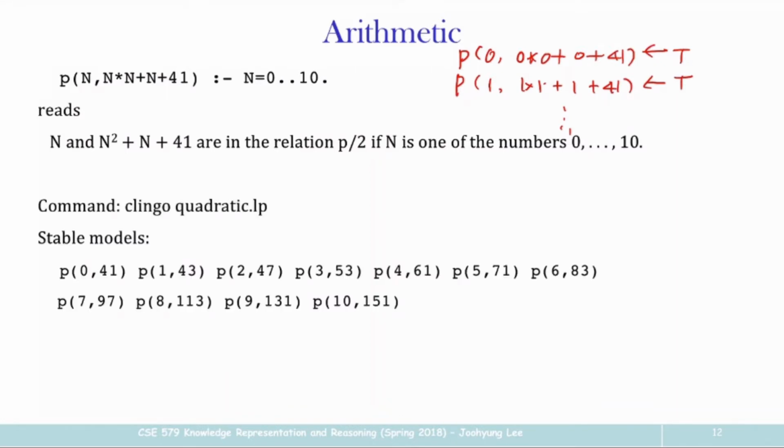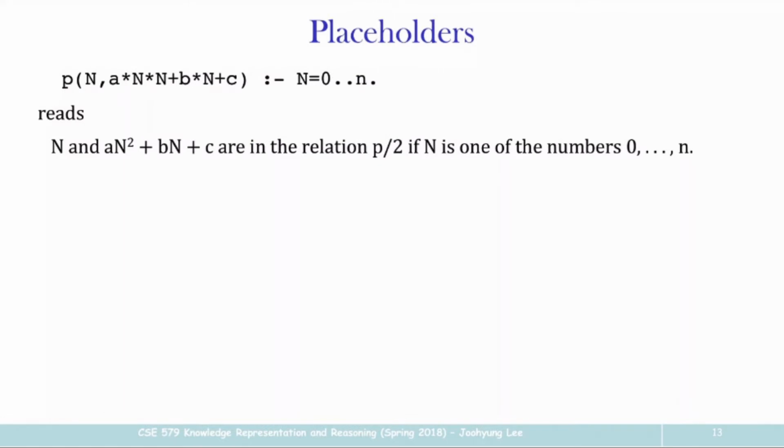So you can just type clingo and let's name this file quadratic. It returns this solution. When n equals 1, the polynomial here will return 43, because 1 times 1 plus 1 plus 41 is 43. And if it's 2, it's 47, and so on and so forth. Easy.